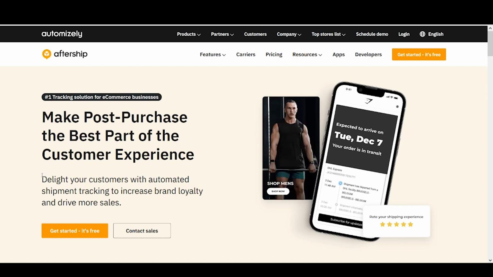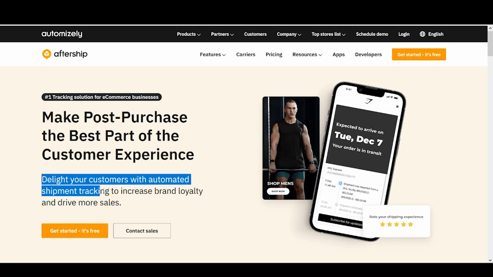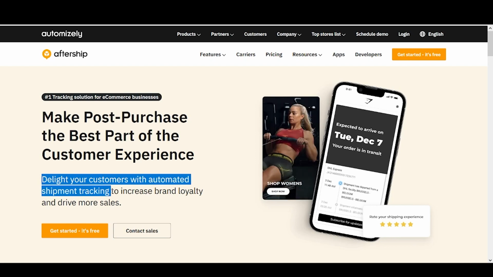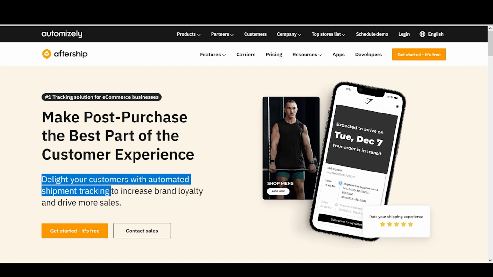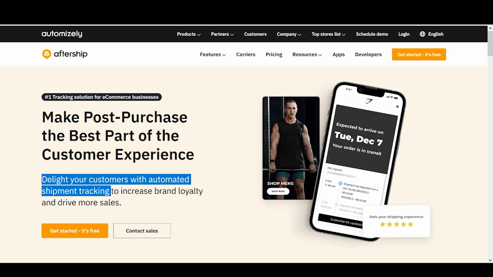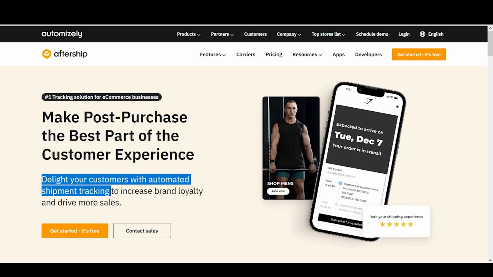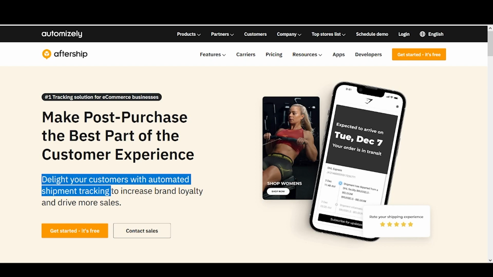All right, this next section for me comes across a little bit too strong. Delight your customers with automated shipment tracking. I'm sure the people at Aftership are very passionate about what they do, but I don't think any customer is going to be delighted with automated shipment tracking. And another problem I have with this is, again, who is this speaking to? That's not something that the online retailers necessarily care about.